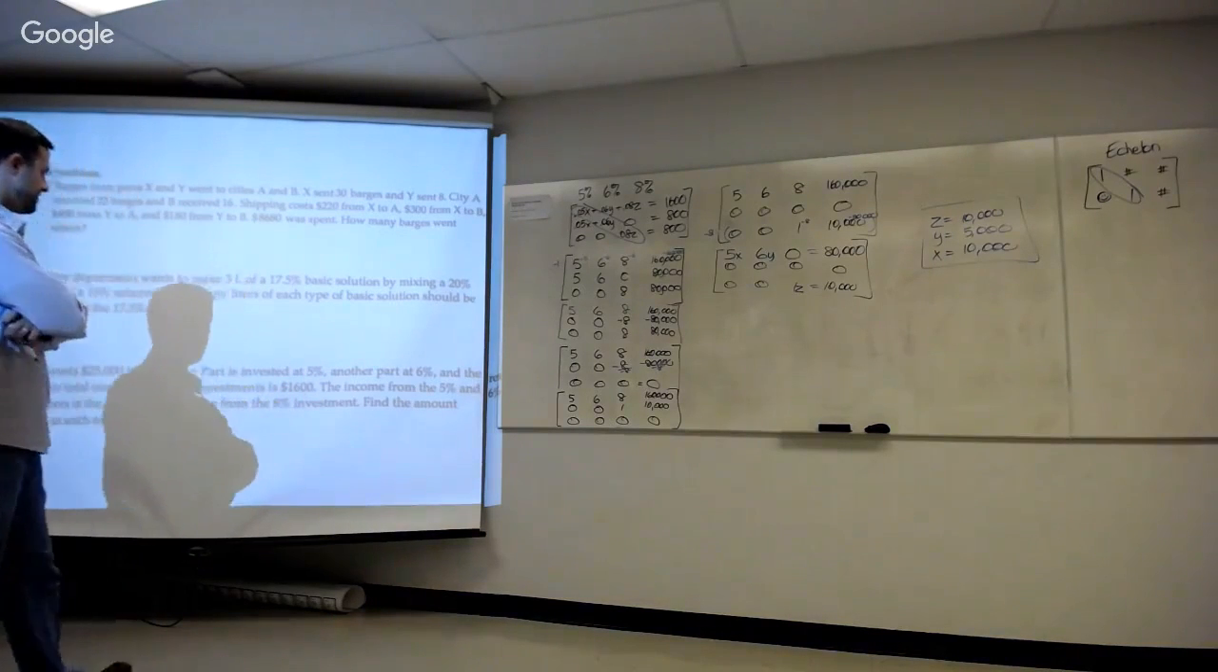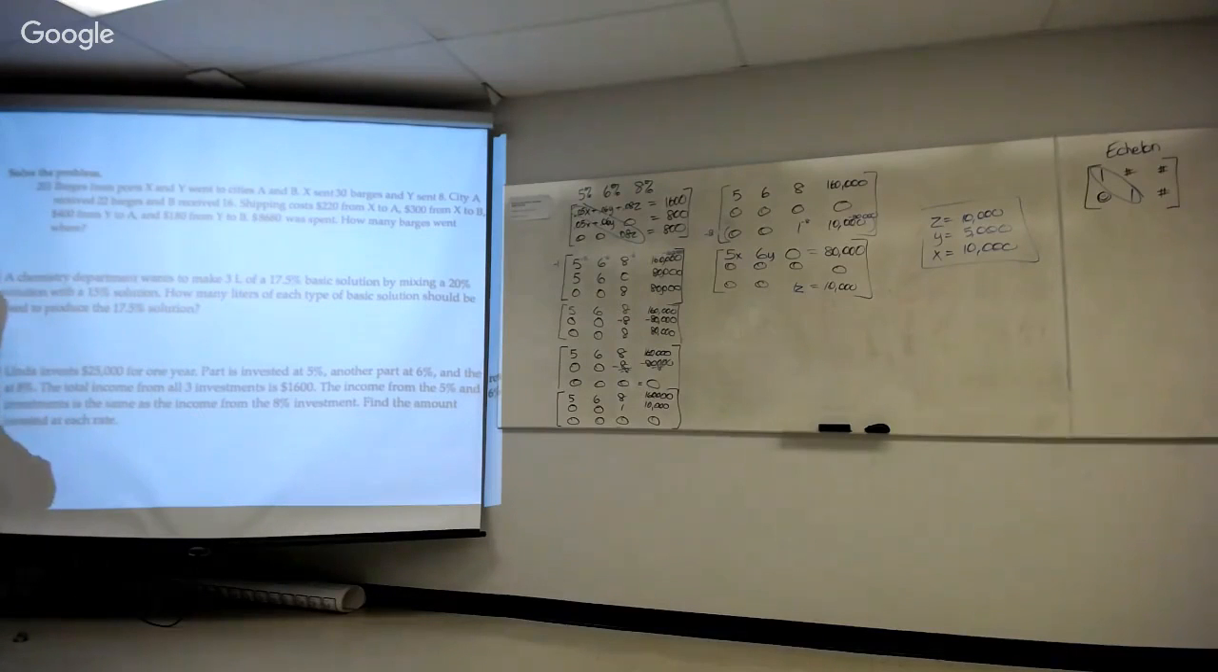Do you think that we could have made a mistake at some early point? It was $25,000 that we invested. We never used the 25,000 in our equations. Is it just extra information? That's a really good point. We never did use the 25,000. Should it have been? I mean, I suppose. Yeah, because it says part is invested into a 5%.